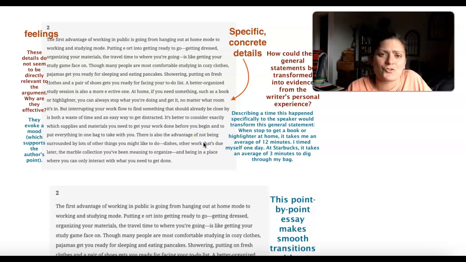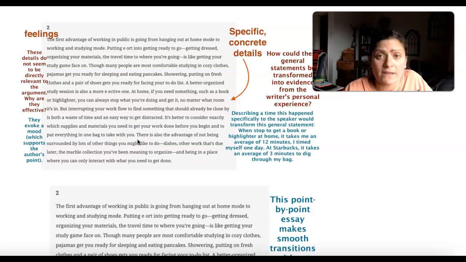However, at the bottom end of the paragraph, the general statements here, which are continued throughout all the body paragraphs, are not as strong. Instead of generally saying things like, if you're at home, you need to get something such as a book or a highlighter. You can always stop what you're doing and get it, no matter what room it's in. But interrupting your workflow to find something that should already be close by is both a waste of time and an easy way to get distracted. It's better to consider exactly what supplies and materials you need to get your work done before you begin and to put everything in one bag to take with you.